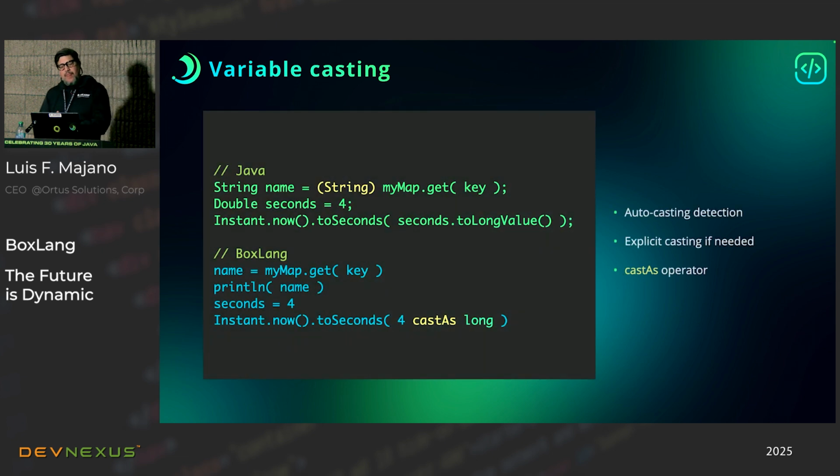Variable casting, this is done automatically for you, but if you want to be explicit, you can use our cast as operator. So you don't have to be dealing with parentheses or an inner and an outer parentheses like we do in Java to actually cast something. You can basically just have an expression cast as and then another expression. So it doesn't even have to be the specific type. It can actually be a dynamic expression that builds the name of a specific type. Very fluent, very easy to read, for cast as long.